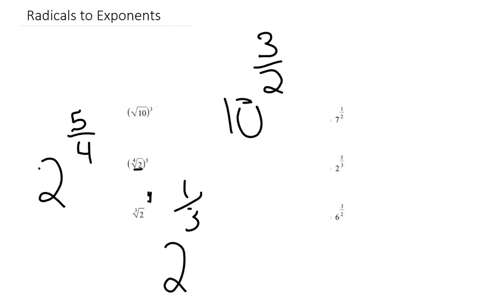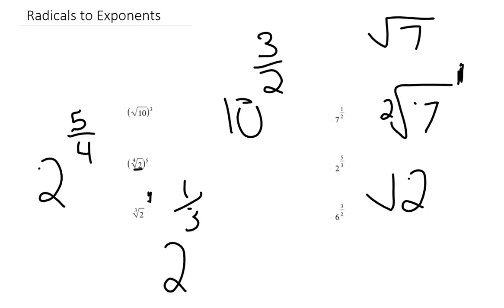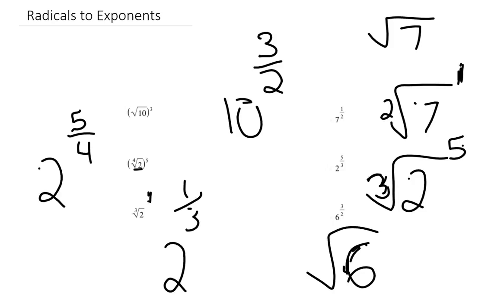It looks just like this. When I go the other way, my 7 is my base. My pivot number is a 2. My radical is a 1. I could just leave this one as the square root of 7. For my next one, my 2 is here. My pivot number is a 3, so I'm taking the third root of 2 to the 5th power. You can either write it on the inside or the outside of the radical. And the last one would be 6. It's a square root being raised to the 3rd power.